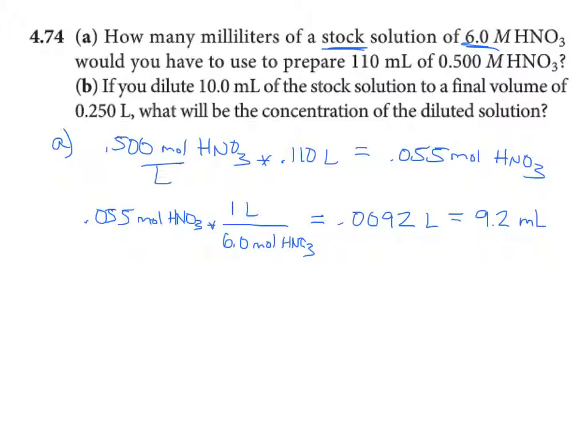Okay, so let's take a look at part B. Part B is related to part A. We're taking the same stock solution. It's still a 6 molar stock solution, and now I'm going to dilute it to a final volume of 0.250 liters, and I want to know what the concentration of that diluted solution is going to be. Would you expect that new concentration to be larger or smaller than 6 molar?